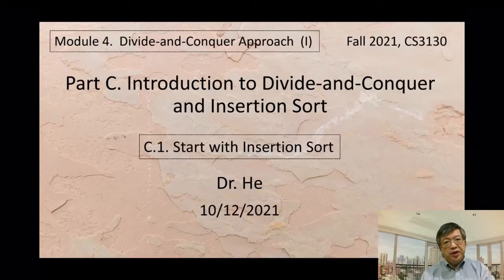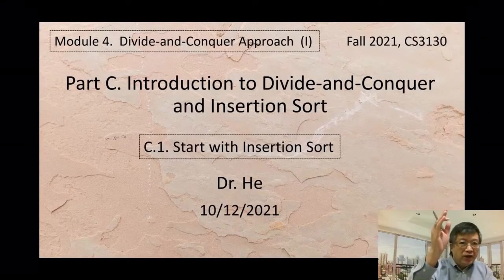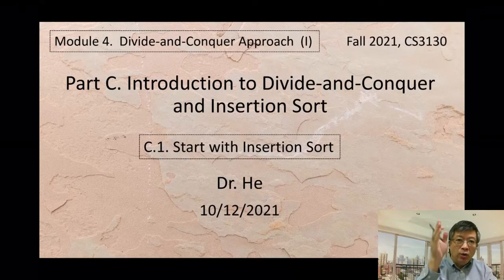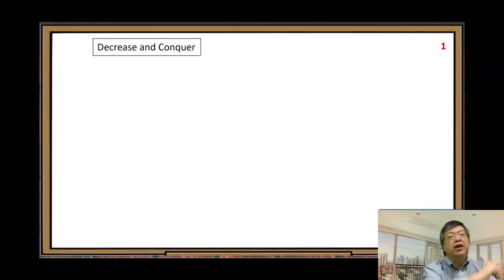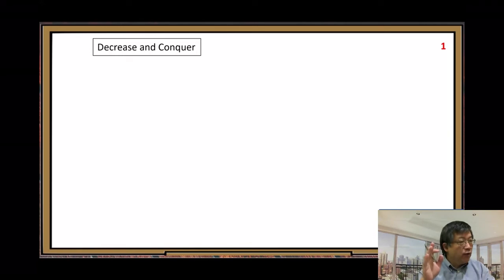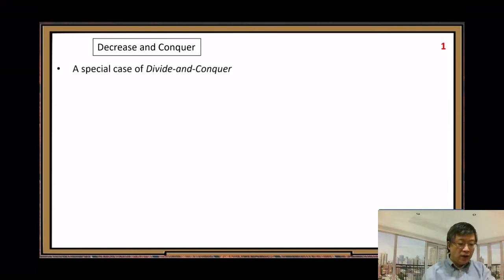Today we start part C of Module 4, Introduction to Divide and Conquer and Insertion Sort. Part C.1, start with Insertion Sort. First, let us look at the general divide and conquer. We just talk about some general view of it. Then we use the insertion sort as our first example in this part.